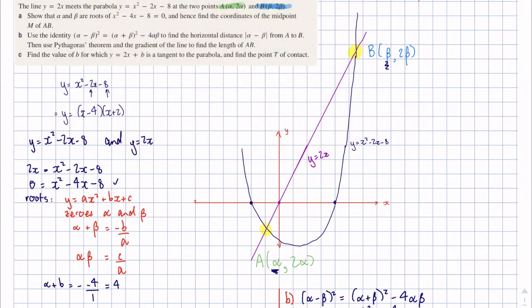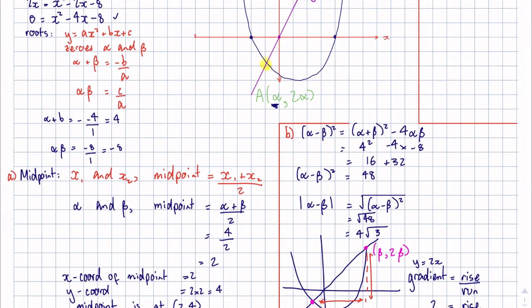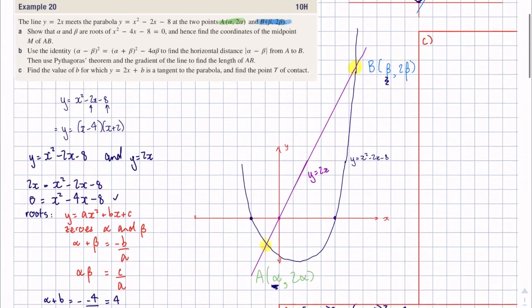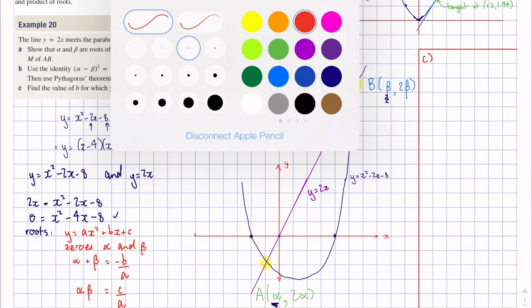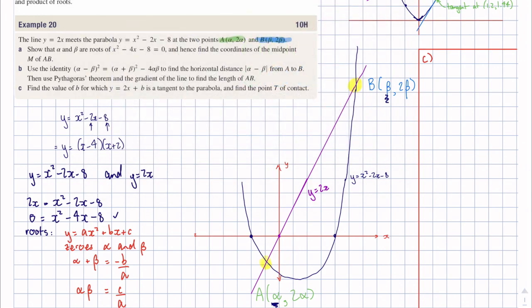Okay, part C. I'm going to do up here. Sorry, this is so messy, guys. I think I leapt into this question without realizing just how involved it was. This is definitely the hardest kind of stuff for this chapter, which makes sense because it's at the end. Find the value of b for which 2x plus b is a tangent to the parabola, and find the point T of contact.